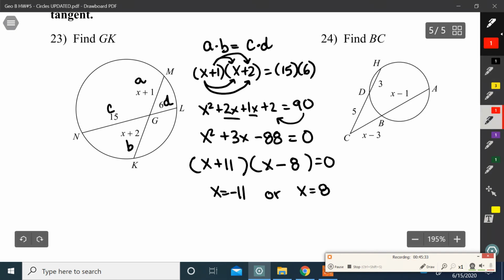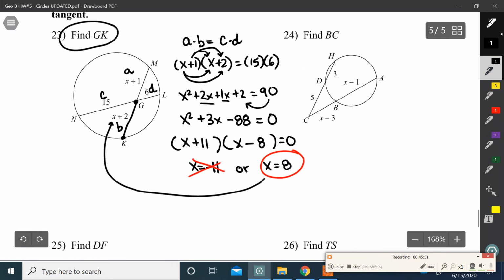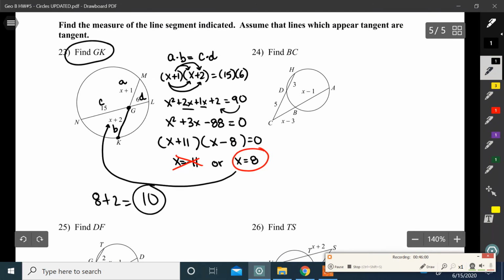But of course, guys, this will not be the right answer. We are finding JK. JK is right there, so we have to plug in that answer that we got into there. So we have 8 plus 2, which gives us the final answer that we need, which is going to be 10. All right, I'll have you do number 24. Remember, you are looking for the segment. So after you find x, you're going to give me what this is right here.